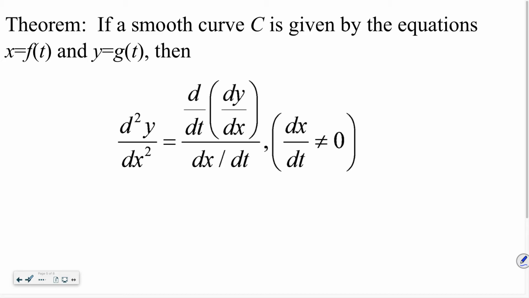Okay? So, my word of advice to you is always make sure that you simplify dy/dx before you take the second derivative. Otherwise, you're going to make yourself miserable. Okay? Don't take a quotient rule unless you really have to.